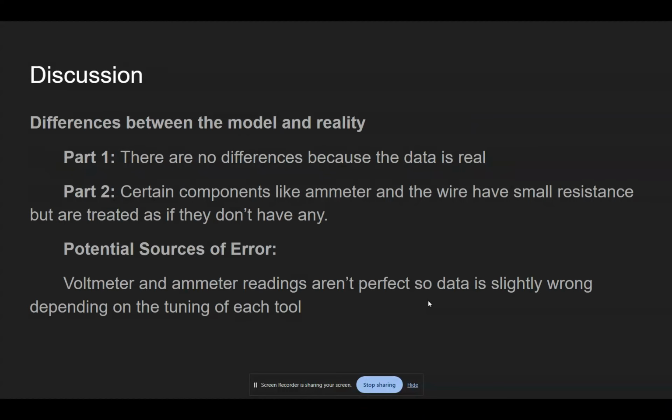Discussion: differences between model and reality. Part one, there are no differences because the data is real. Part two, certain components like the ammeter and the wire have small resistance, but are treated as if they don't have any. A potential source of error is also that the voltmeter and ammeter readings aren't perfect, so the data could be slightly skewed depending on the tuning of each tool.